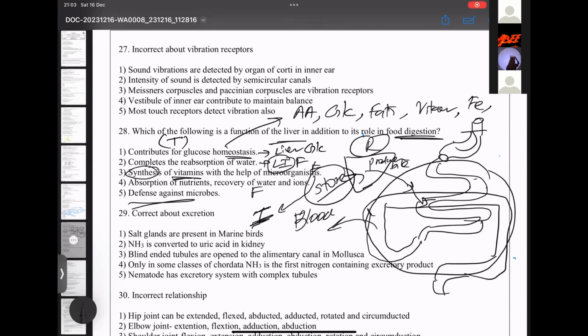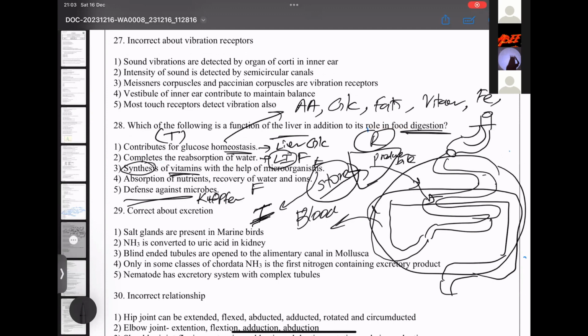Again, defense against microbes. Coming back to that, when you know the liver's architecture, the liver has special macrophages called Kupffer cells. If you remember, they line the sinusoids. What are sinusoids? Those are like incomplete blood vessels within the liver. So you go and learn the liver architecture, that's very important. The Kupffer cells have phagocytic activity. They are phagocytes. Phagocytic activity means they destroy bacteria, so they are a defense mechanism against microbes. So this is also true.